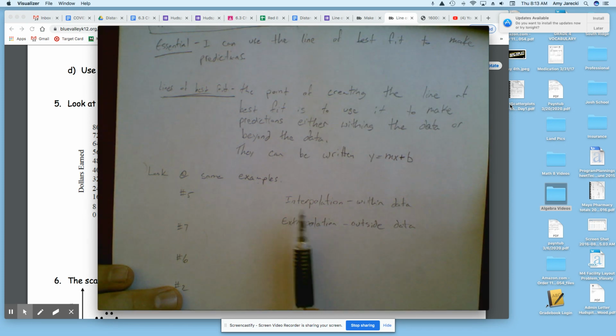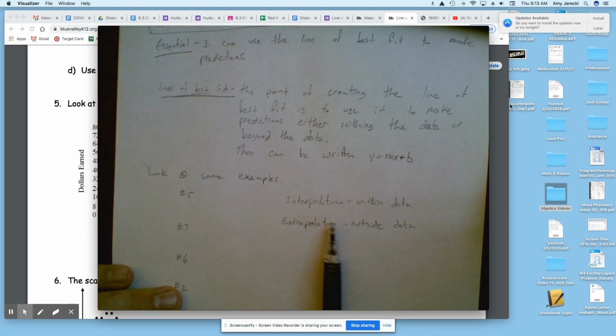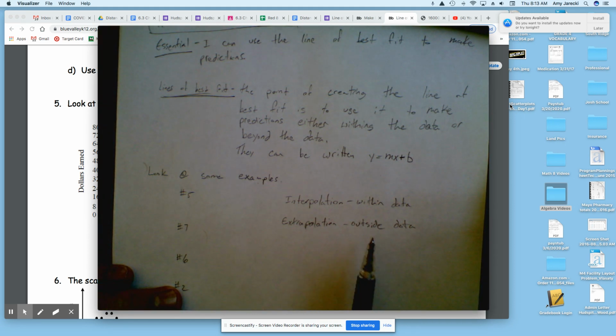A couple fancy vocabulary words. Interpolation is using the line of best fit to estimate within the data, within the range of the data, and extrapolation, I guess I don't really know how to say these, is using that line of best fit to go outside the data. So we'll look at both of those today in our examples.